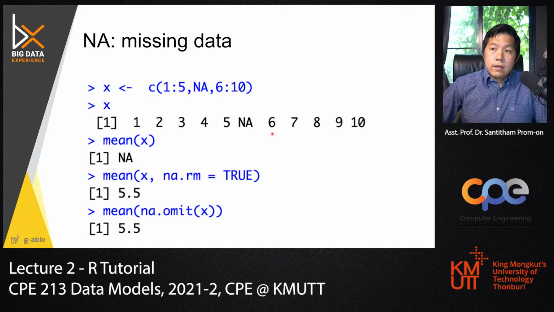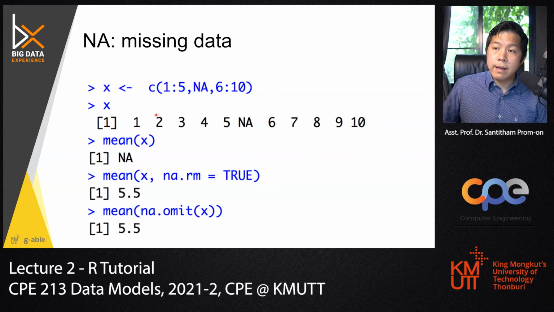Okay, the missing data here is NA, right? If you put NA here, it will show as NA inside the vector. When you try to compute any vector that contains NA, it will return NA, unless you explicitly tell it na.rm equal TRUE. That means that NA will be removed. Like if you calculate the mean, it will sum all the values and divide by the number of elements. If you have NA, it will return NA, right? Or you can use na.omit as a function to remove NA out.